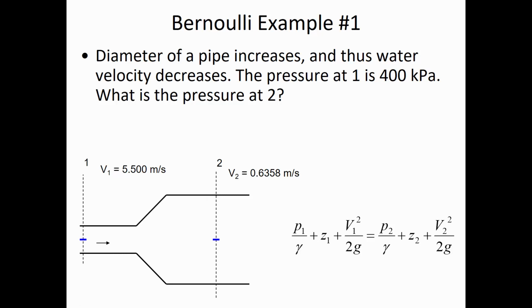Now what you'll notice is I've selected location 1 to be the center of the pipe. Location 2 is at the center of the pipe, and so the 2 z's are going to be the same. Z1 equals Z2. So you can just cancel those terms out of Bernoulli's equation and substitute in the given velocities, substitute in the known pressure of 400 kilopascals, where since this is water, gamma is 9.81 kilonewtons per cubic meter, or you could change kilopascals into pascals. But in any case, what we're trying to do is find P2.